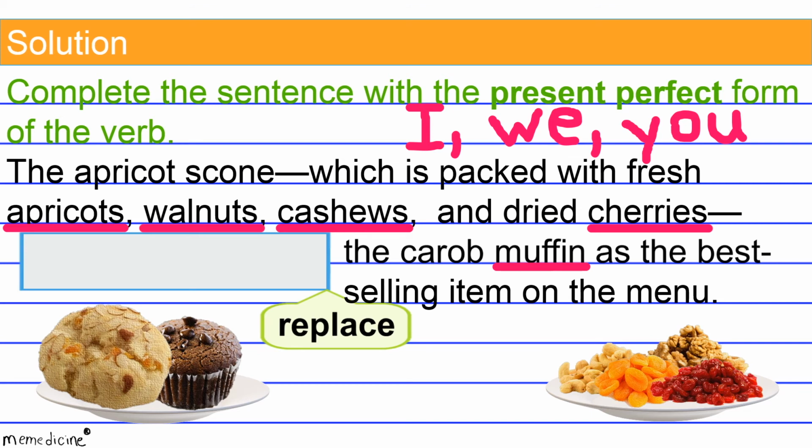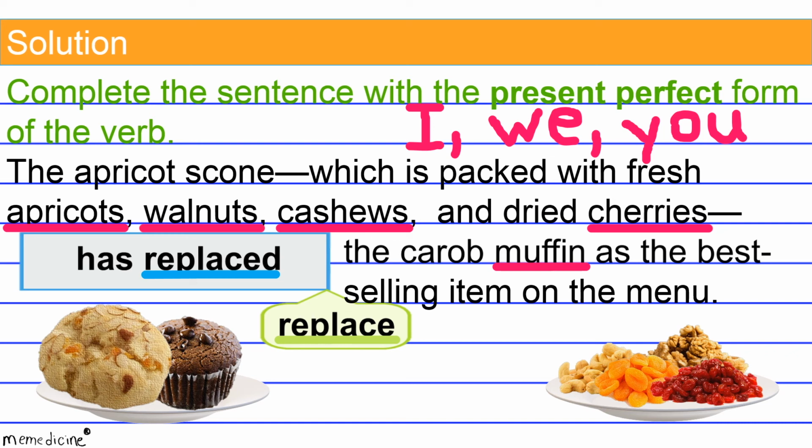So, according to this rule, has replaced is the correct present perfect verb form. The use of has replaced is appropriate here because the apricot scone has already taken the place of the carob muffin. I also want you to take into consideration that the main verb replace is regular. Therefore, its past participle form is the same as its simple past tense verb form, which is also replaced. And if you watched previous sessions, you would have learned conjugating verb forms to the simple past tense.